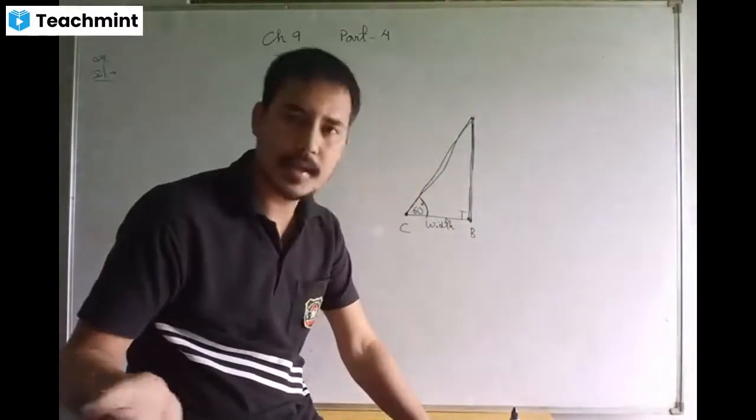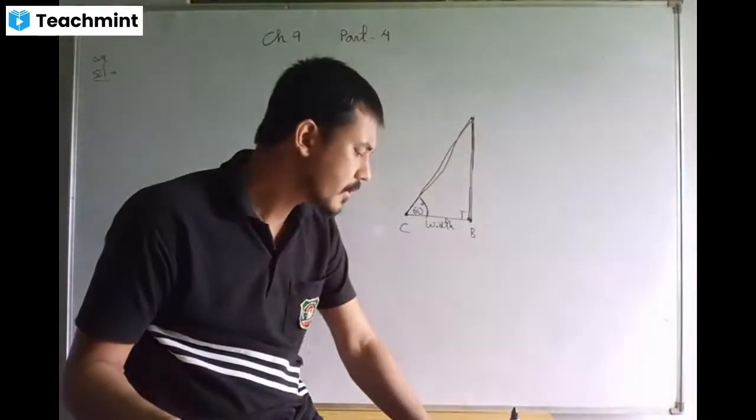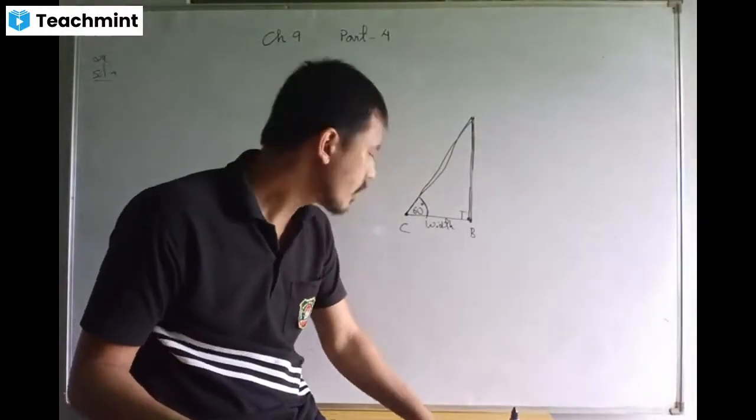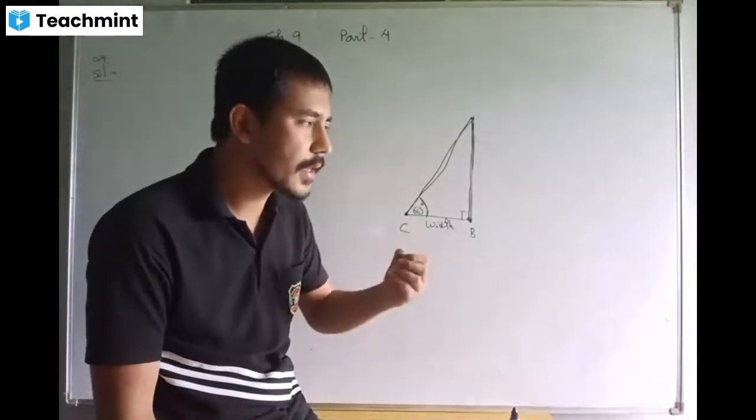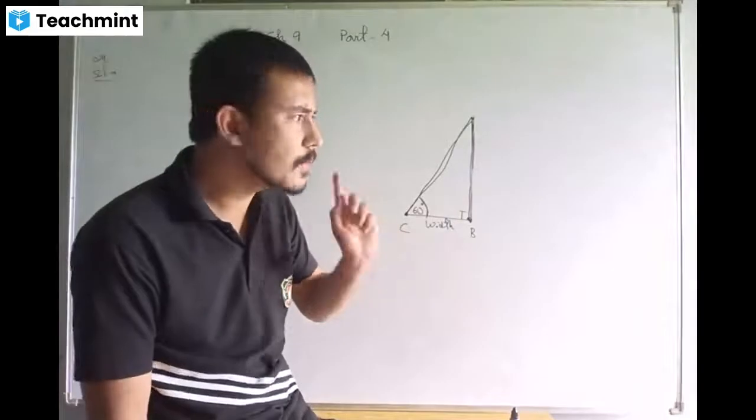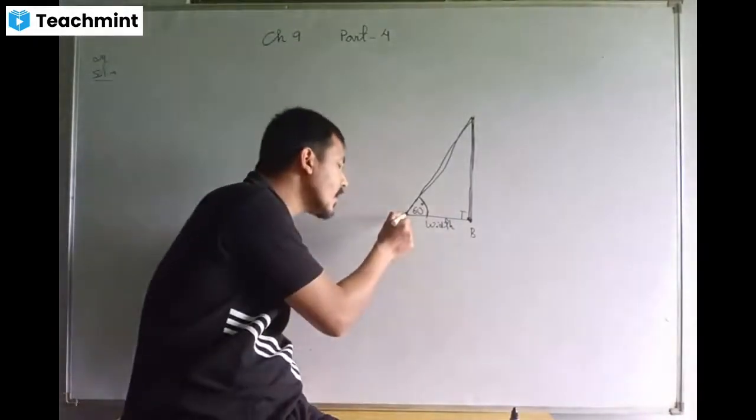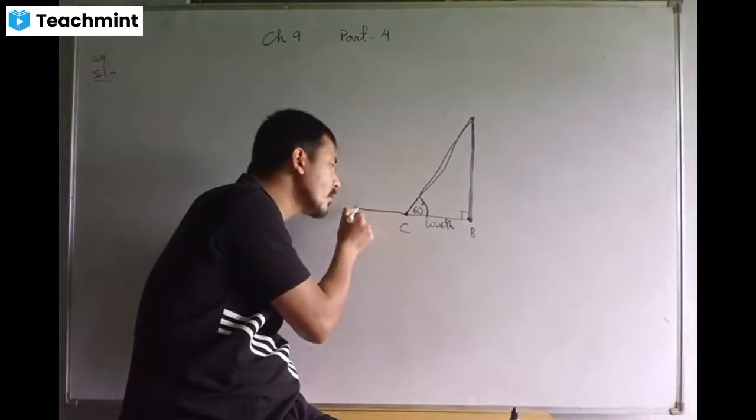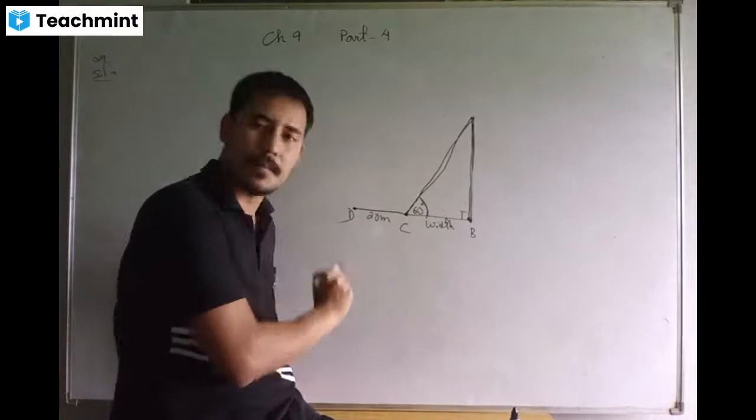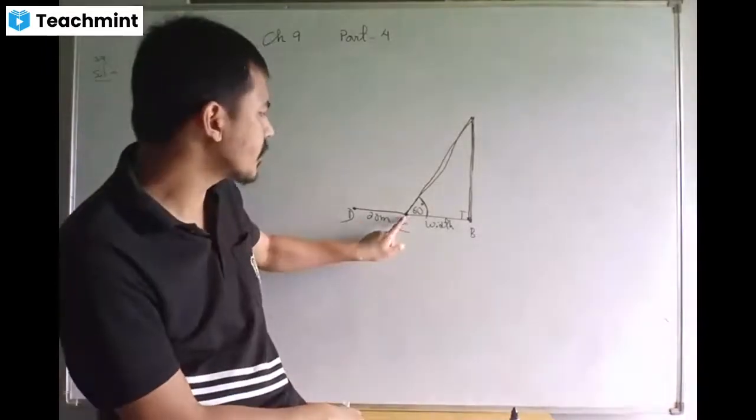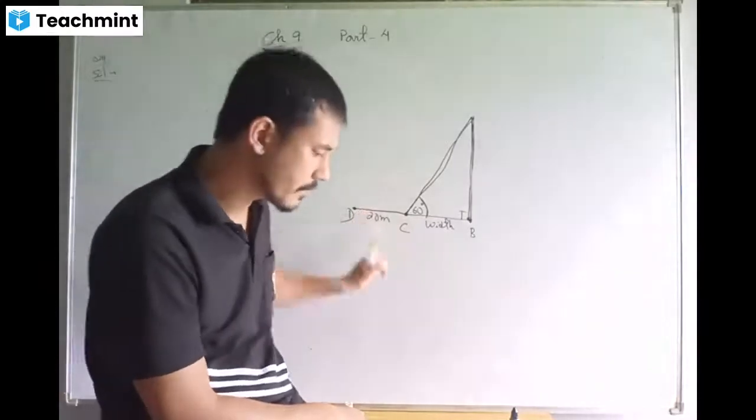Again, next part of the question. From another point 20 meters away from this point C, you take another point after going 20 meters away from C. D, suppose. You are considering another point, D, which is 20 meters away from C.